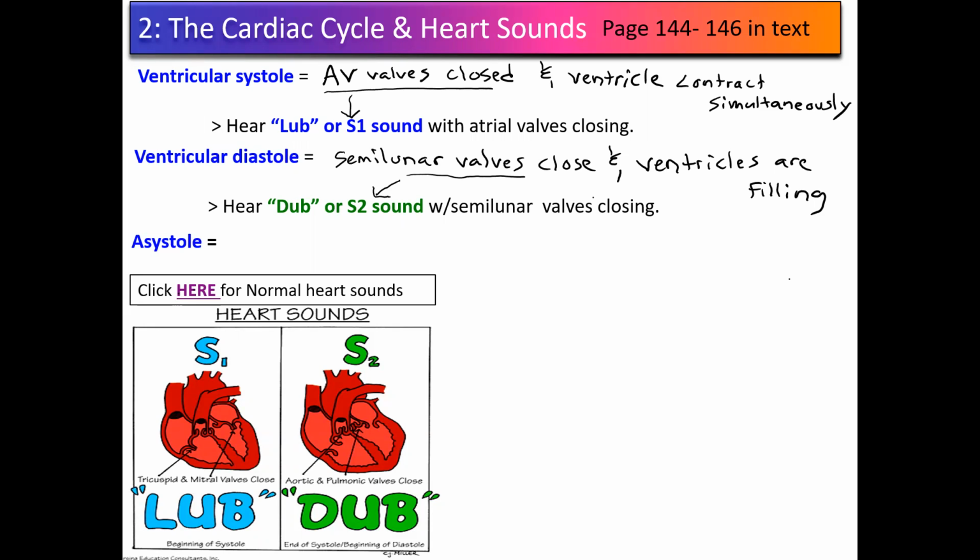All right. So asystole. So I've taught you when it has the word A in front of it, what does that mean when it has A in front of it?